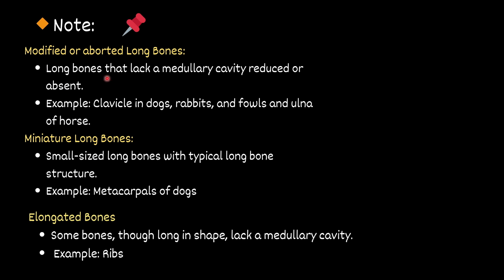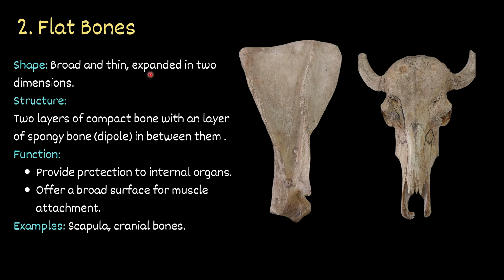There are some important points here, like modified or aborted long bones that lack a medullary cavity or where it is reduced or absent. For example, the clavicle in dogs, rabbits and fowls, and the ulna of the horse. Miniature long bones, small size long bones with the typical long bone structure, like metacarpals of the dog. Elongated bones, some bones though long in shape but they don't have the medullary cavity, for example ribs.